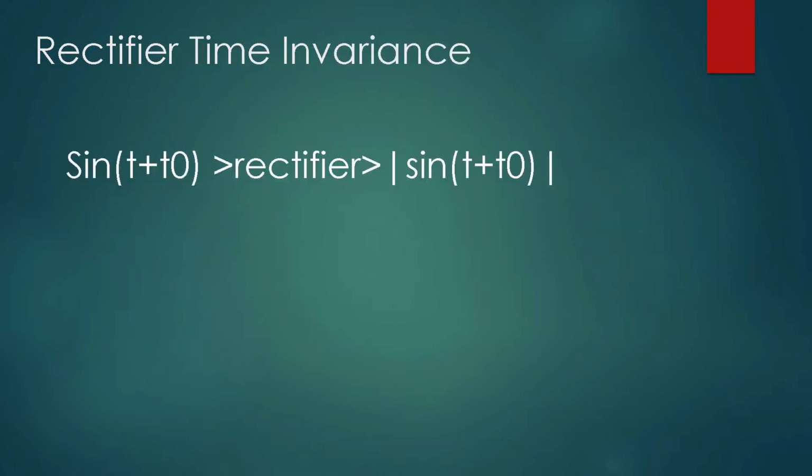The rectifier is also time invariant. The absolute value operation that the rectifier performs does not actually change the timing of the input or the output. A signal that was shifted by X amount of input into the rectifier would produce a signal that was also shifted by that same X amount. This would suggest time invariance.